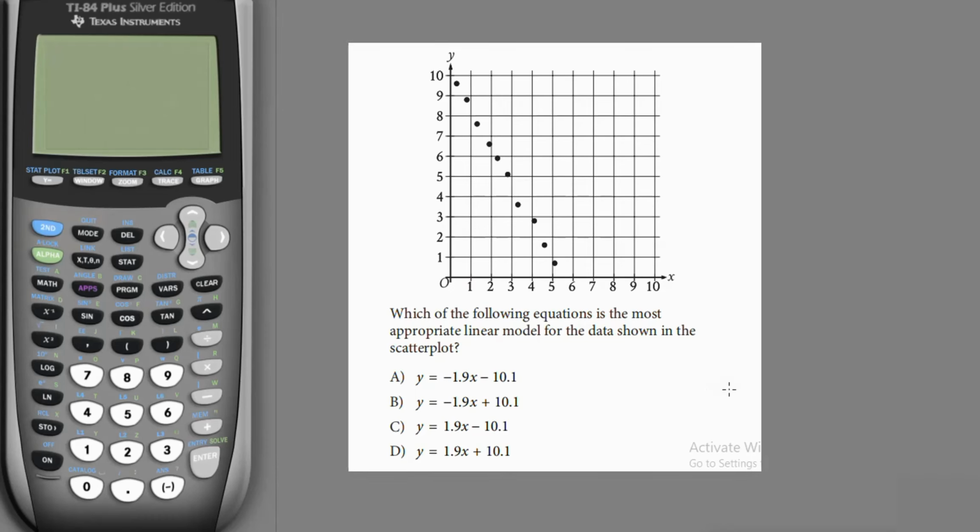In this video, we're going to learn how to solve this short math question easy and fast using this TI-84 Plus CE scientific calculator. So let's get started. The question says, which of the following equations is the most appropriate linear model for the data shown in the scatter plot?